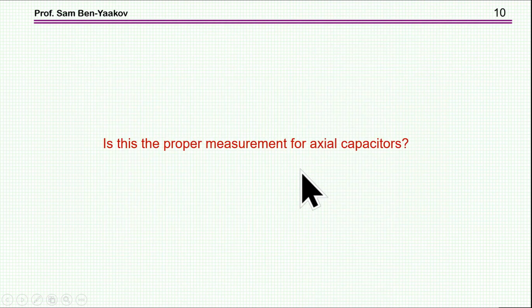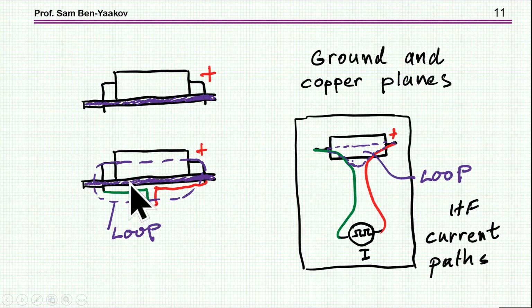But the question is: is this the proper way of measuring the ESL of axial capacitors? And here are my doubts. If you have a capacitor sitting on a PCB, and you have two traces coming to it, the plus and the minus, eventually they'll have to split. There's no escape. And then you have a loop here, which means inductance, which is not part of the layout. I mean, it's not part of the PCB because there's nothing you can do to improve on it.